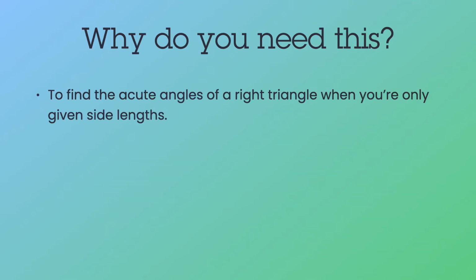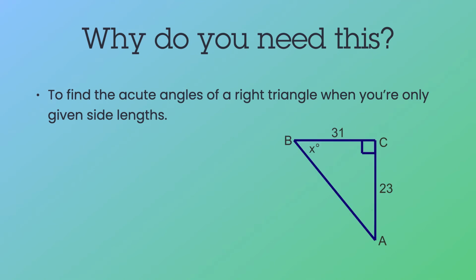So why do you need this? Basically to find the acute angles of a right triangle when you're only given side lengths. So probably up until this point, you were always given one angle and at least one side, and then you could find the rest of everything just based on that. But in this case, with this picture, we don't know either of the acute angles. But we're going to find the value of x.